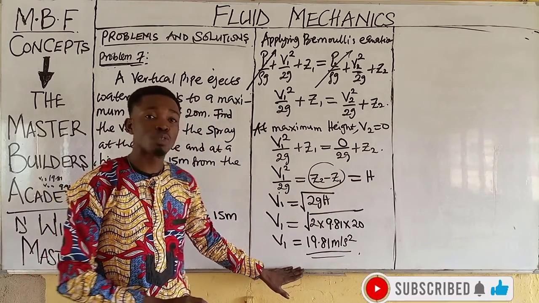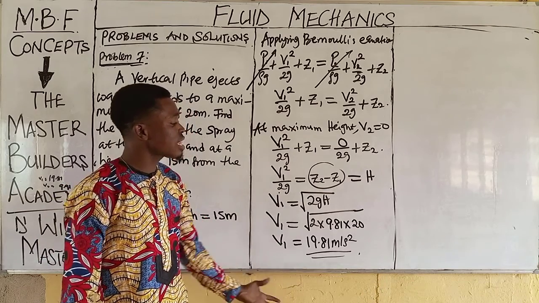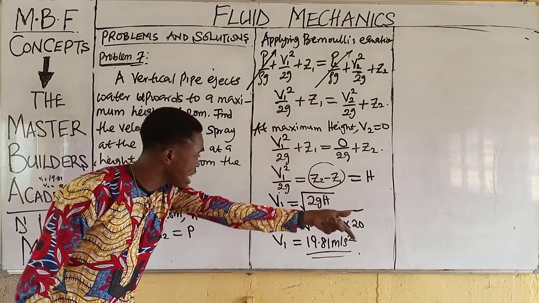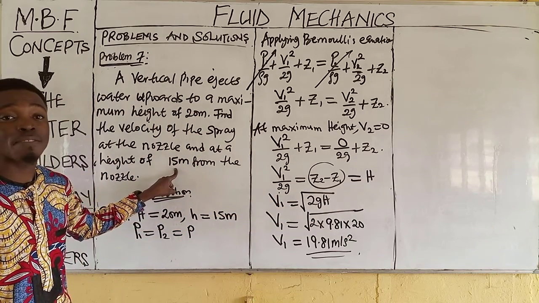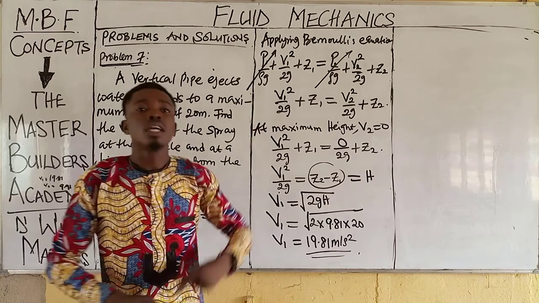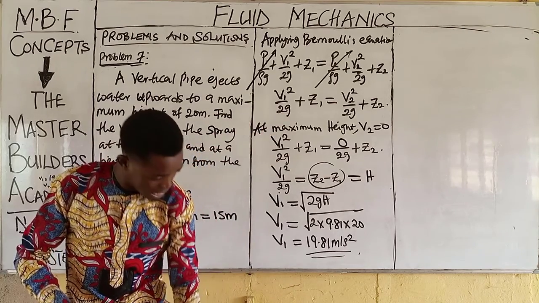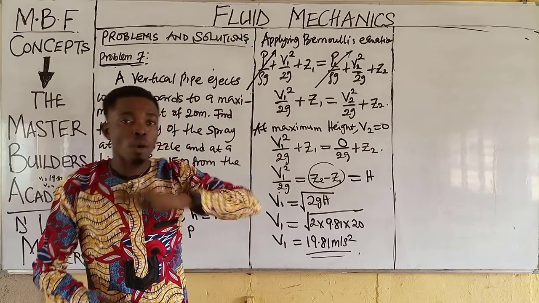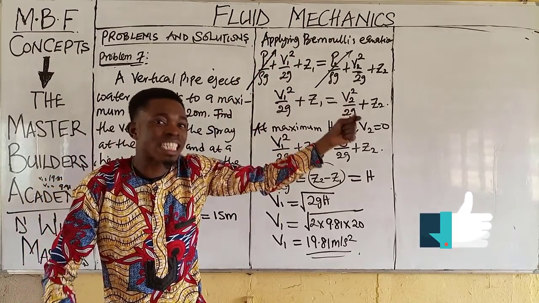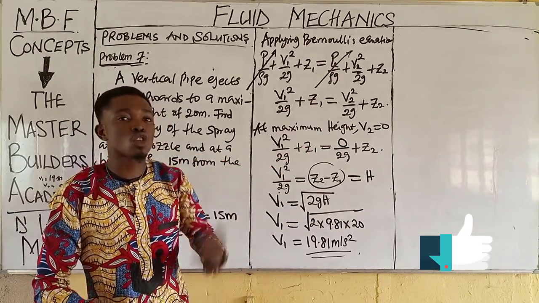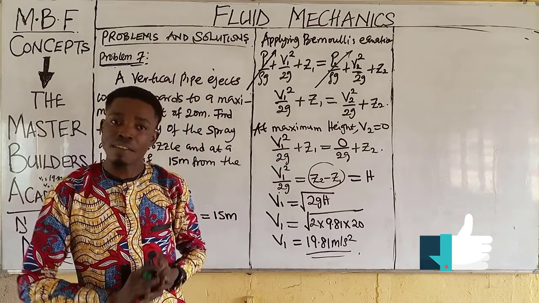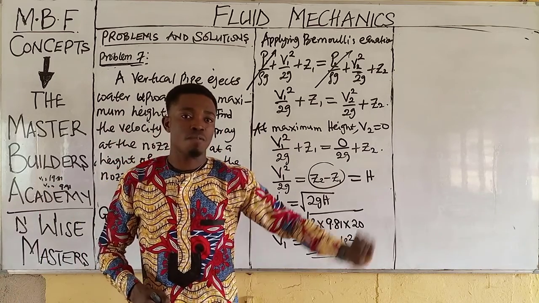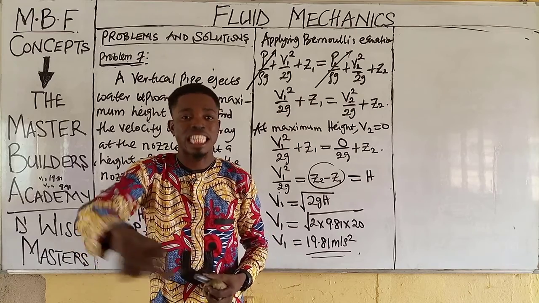This is what we have. Then the next thing we are quickly going to do is to consider the second case, where we have a height of 15 meters. It is the velocity between the starting point and the ending point that we are looking for. Between the starting point and the ending point, there exists a velocity. It's only at the maximum height that velocity is 0. So what is the velocity at a height of 15 meters from the starting point?